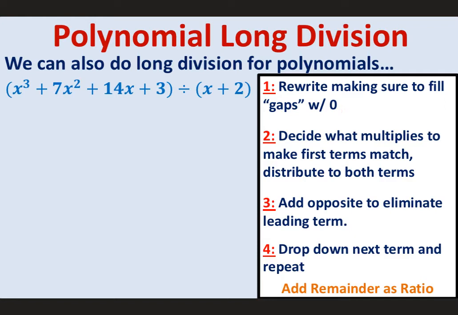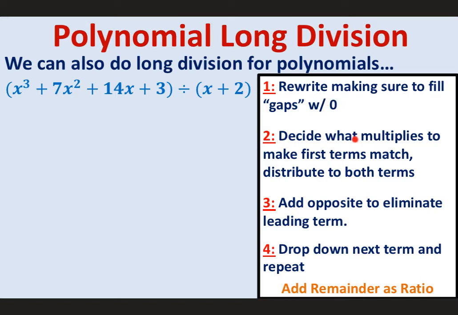What that means is we need to have a full polynomial. So in this example, we have an x cubed, an x squared, an x to the first, and then a constant. If there was ever a gap, say there was no x squared, we would put a 0 there. So any gaps we fill in with zeros.